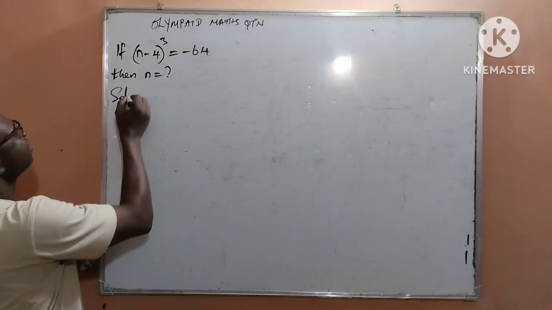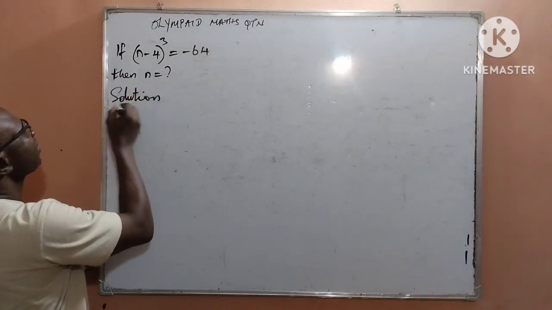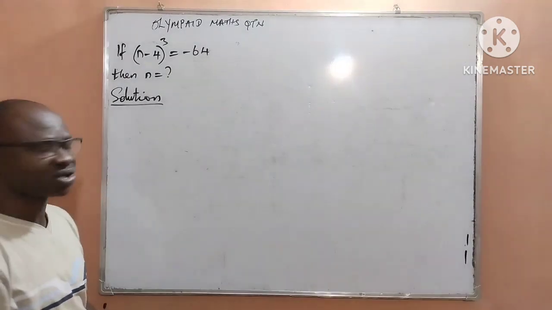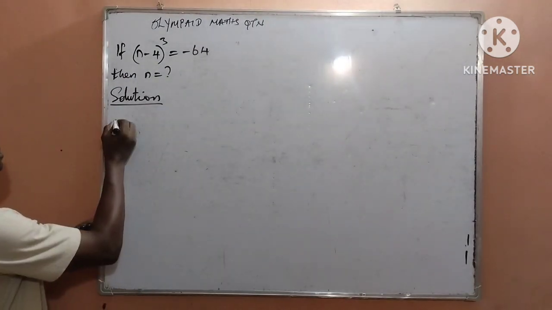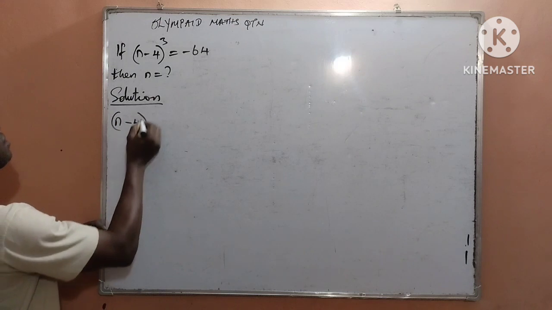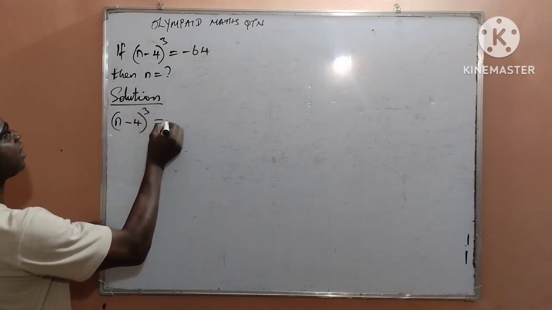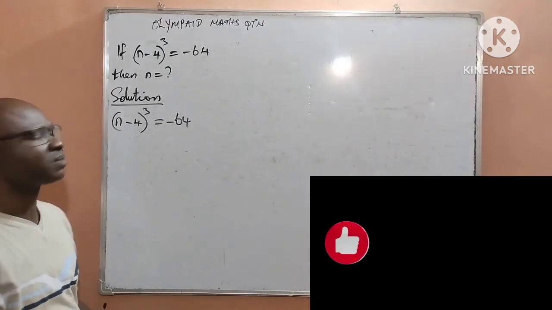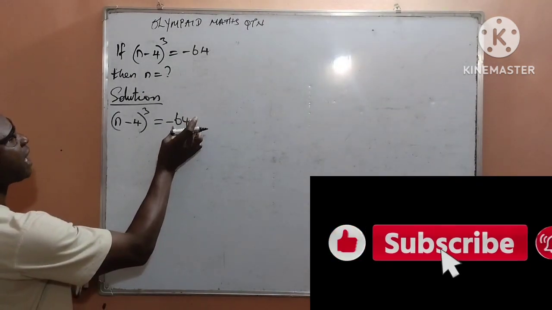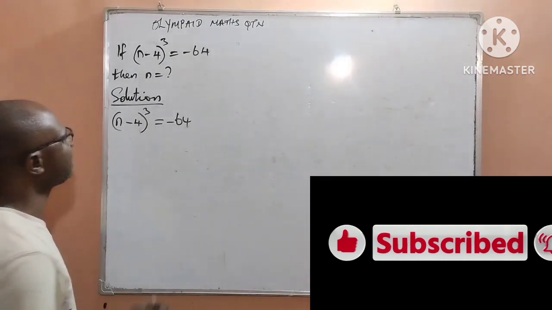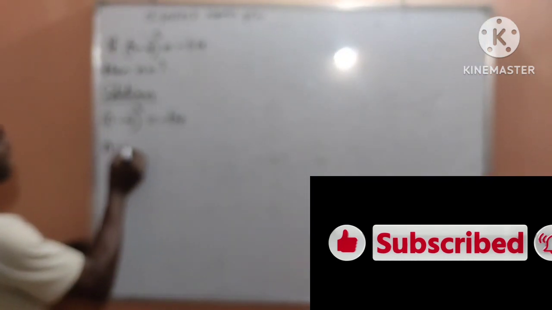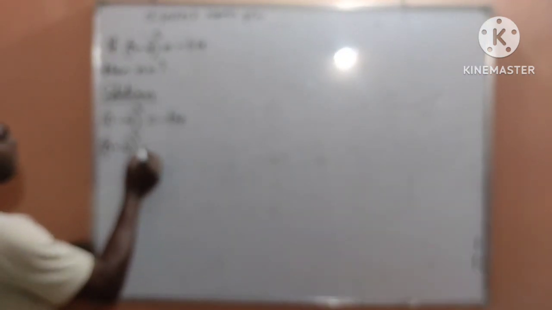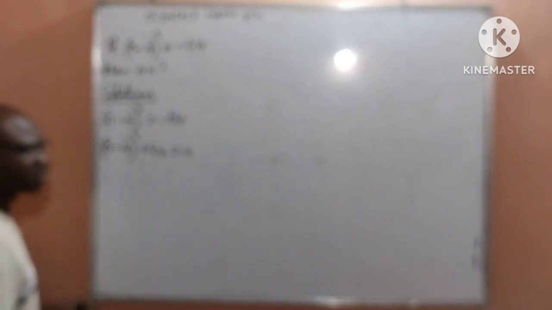Alright, solution. The given question is n minus 4 raised to the power 3 equal to minus 64. Okay? Now, if this is the question that we are given, the first step, I will move minus 64 to the left so that it becomes n minus 4 raised to the power 3 plus 64 equal to 0.